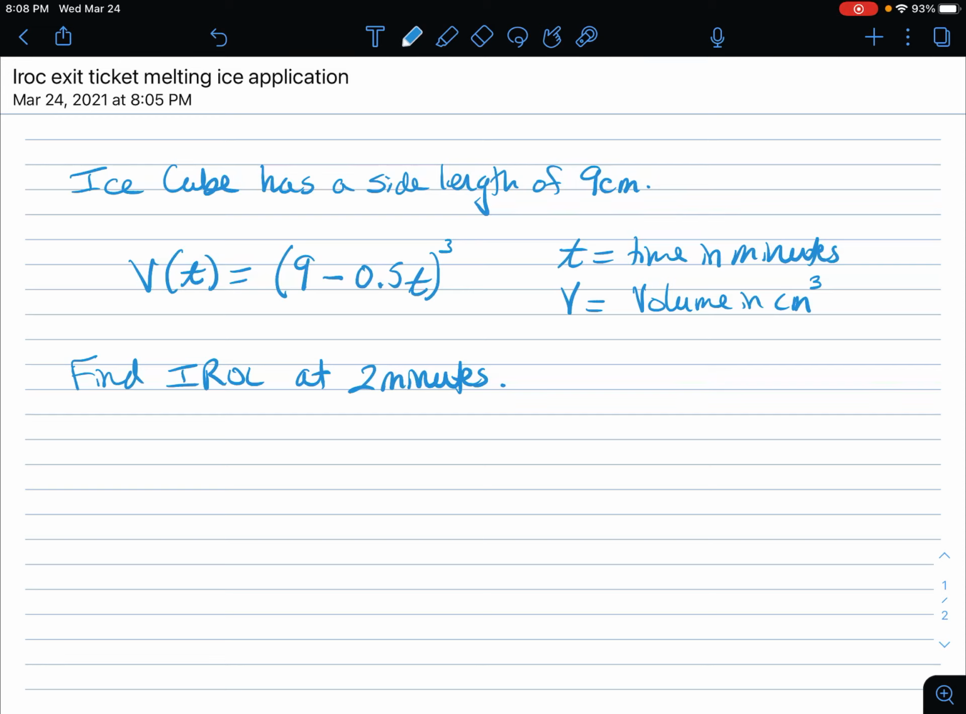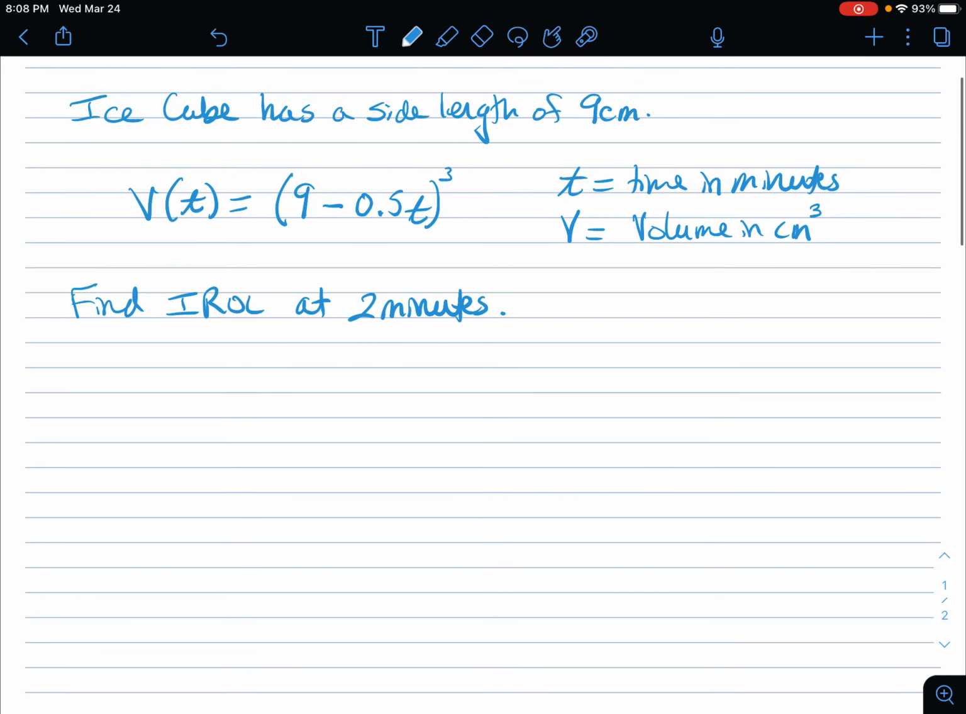Hi students, this is the instantaneous rate of change problem from the exit ticket. It's an application problem about a melting ice cube. The situation was that the ice cube has a side length of 9 centimeters, and we were given the volume of the ice cube as 9 minus 0.5t, where t is time in minutes, that quantity cubed. Volume, of course, is length times width times height, and is measured in cubic centimeters. The question wants you to find the instantaneous rate of change at 2 minutes.